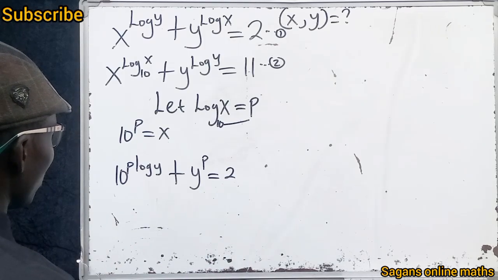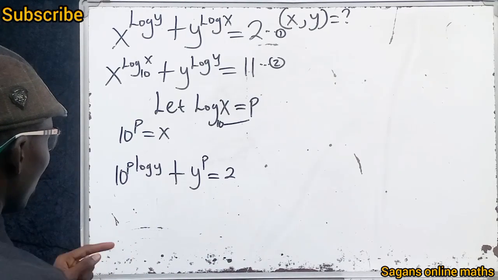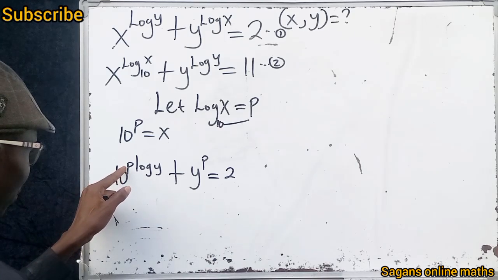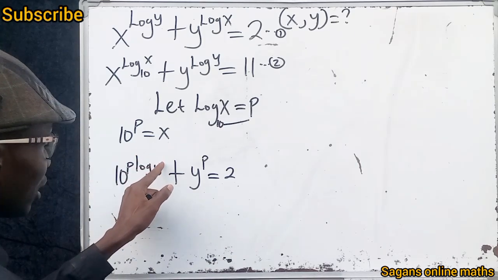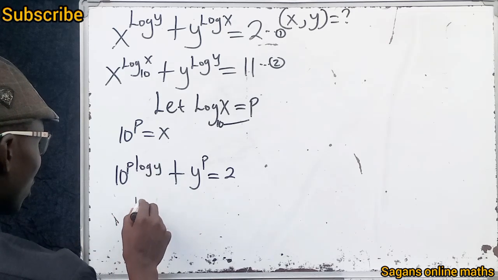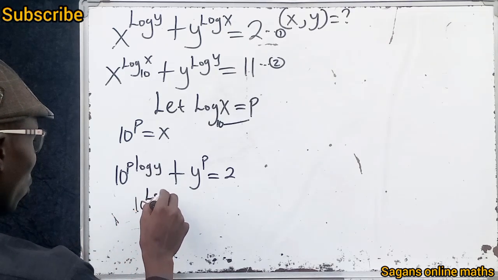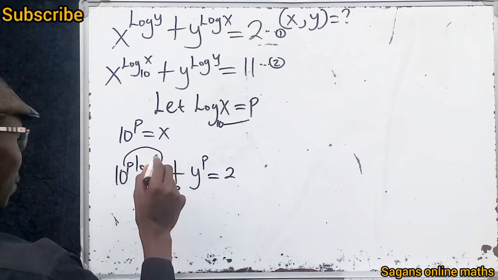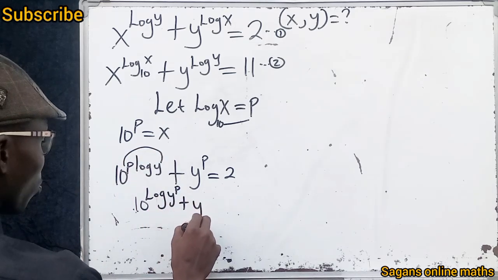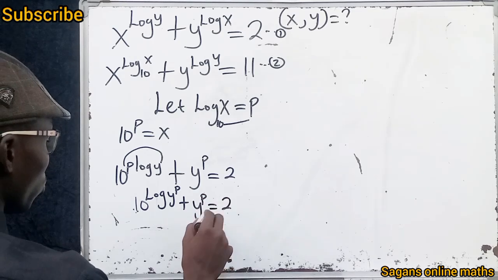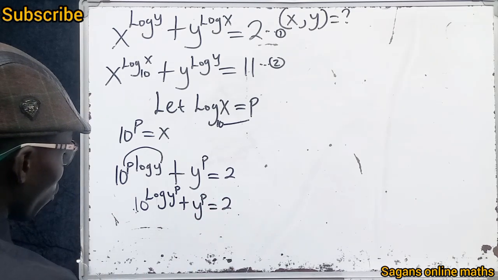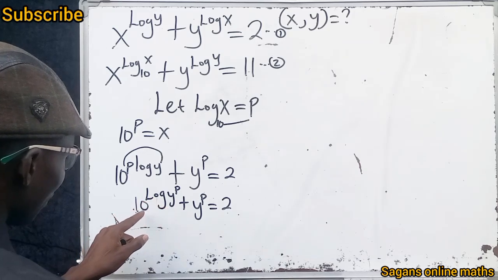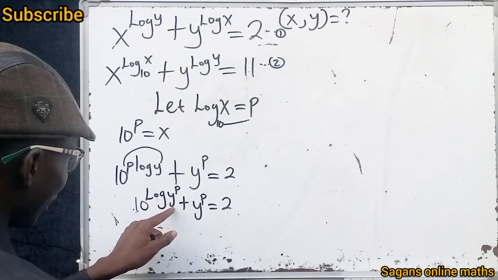Can we work on this? Yes, we can work on this. Let's simplify this further. Now we know that this p can also go back to become the exponent of this y, right? So now see that 10 raised to the power log y raised to the power p, because this p can go back to become the exponent here. Then plus y raised to the power p equals 2. And remember, I've told you, if you're watching my videos, that the base here is 10. And you're having 10 raised to the power of log y raised to the power p.